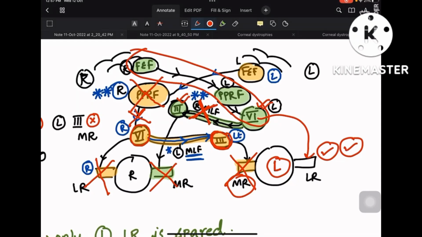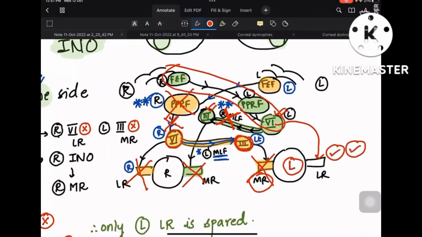Please don't confuse right and left. I'm trying to explain it very consciously, so as not to pronounce any word wrongly. So please try to understand. Here the right sided LR and MR are gone and the left sided MR is gone, whereas LR is intact.